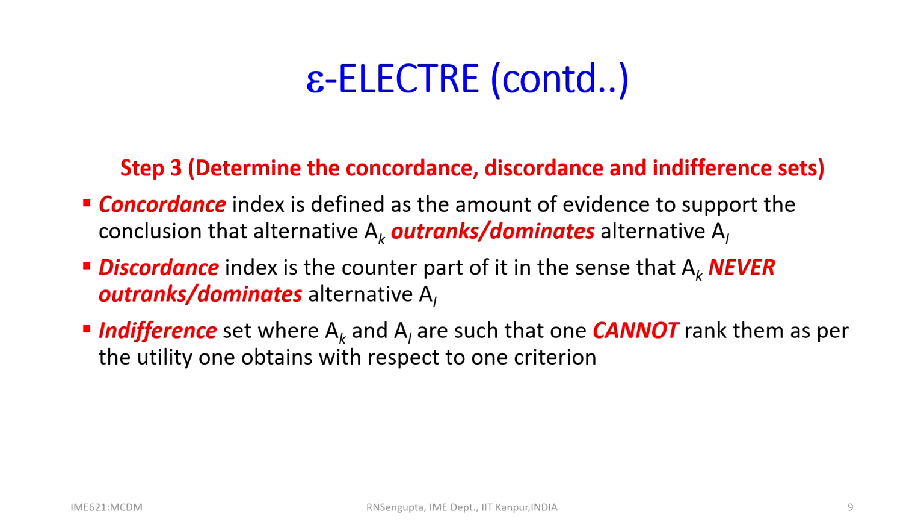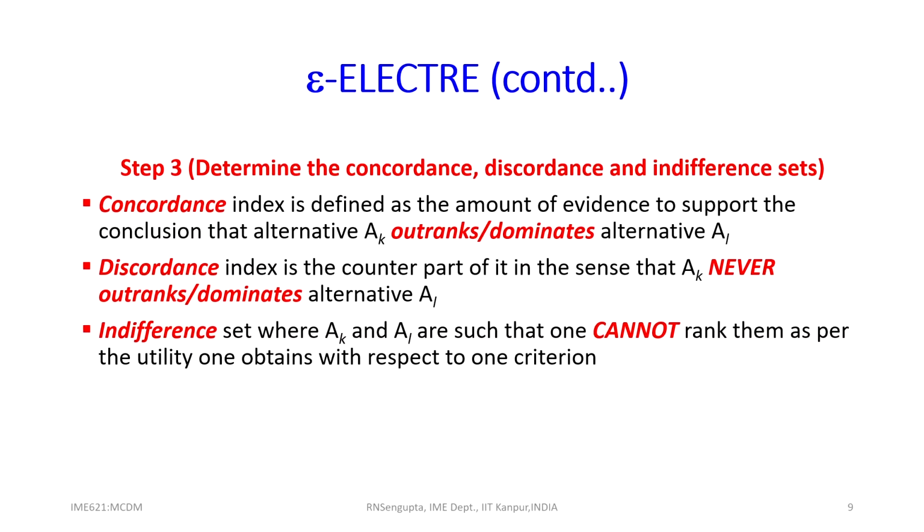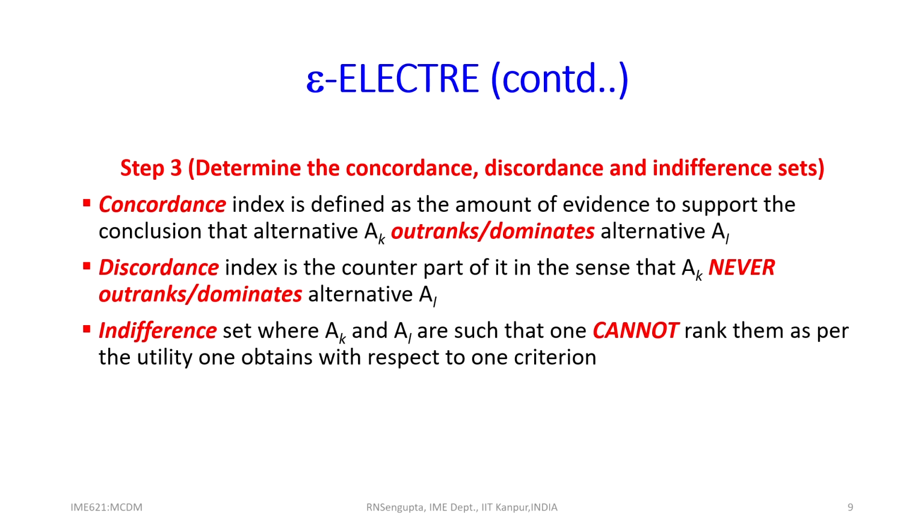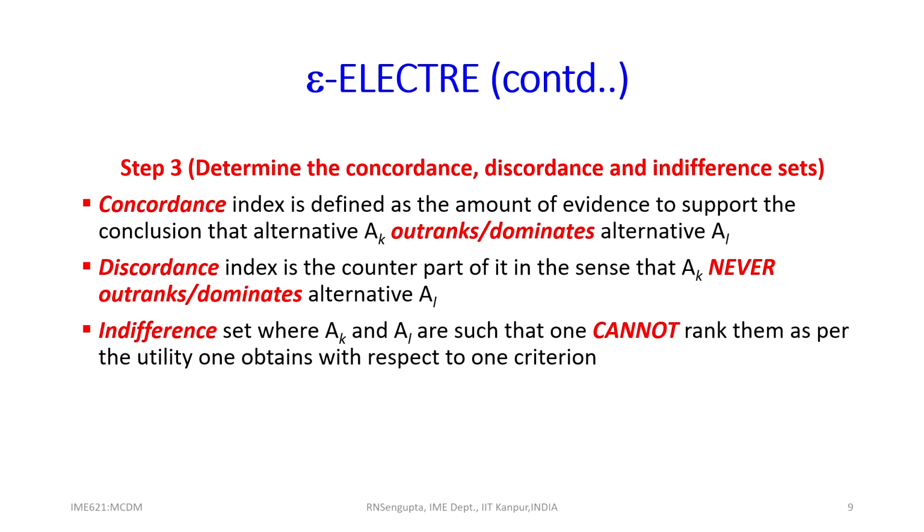Now comes the subtle difference which you have considered, the indifference one, that will be coming to the steps. Here you formulate the concordance index, which is how AK outranks AL, and you put them in the concordance set. Discordance means where AK never outranks or dominates AL, and you put them in the discordance set. And indifference means where AK and AL cannot be differentiated, there you put them in the indifference set.